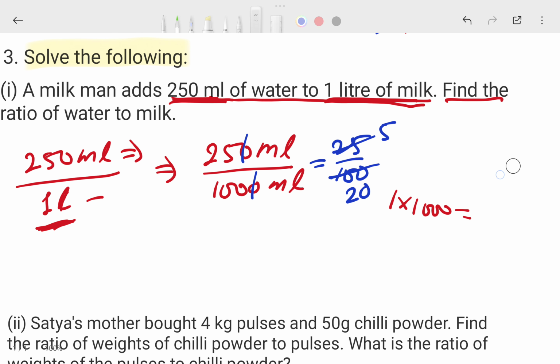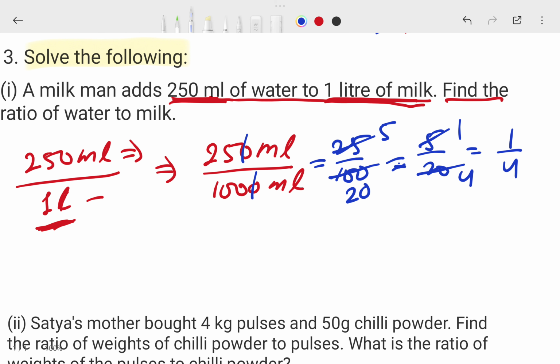Now what is left after that? It is left 5 by 20. 5 by 20 is left. So 5 ones are 5, and in the 5 table, 20 is also there, 4 times. So what is left? 1 by 4. Now is it possible to divide?